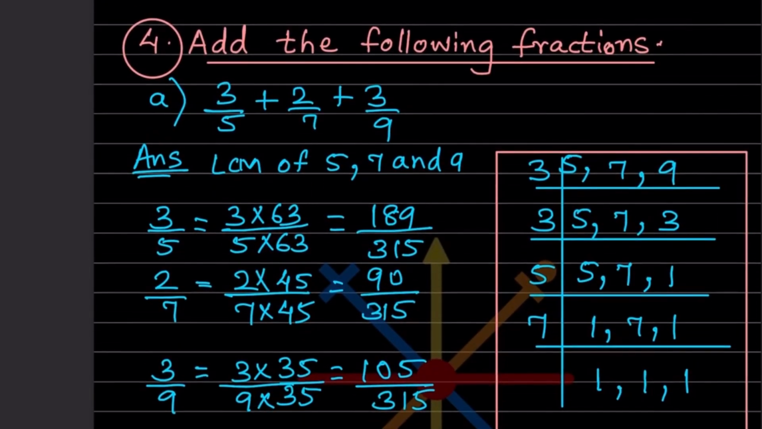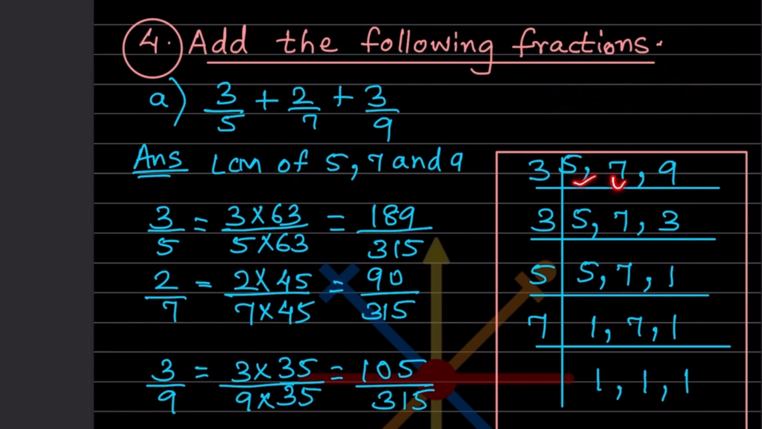Now here, add the following fractions. This also we have done. See here these numbers are given. Look at the denominators. The denominators are different. So what do we have to do? We have to take the LCM first and make the denominator same. So 5, 7, 9. So we are always finding out the LCM. I already told you before that you have to go with the lowest number, 2. If this is not divisible, then 3, 4, and so on.